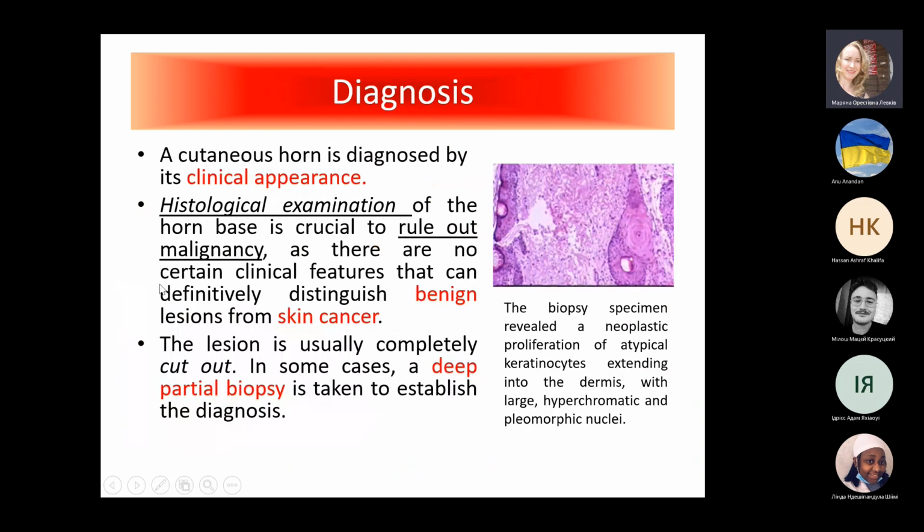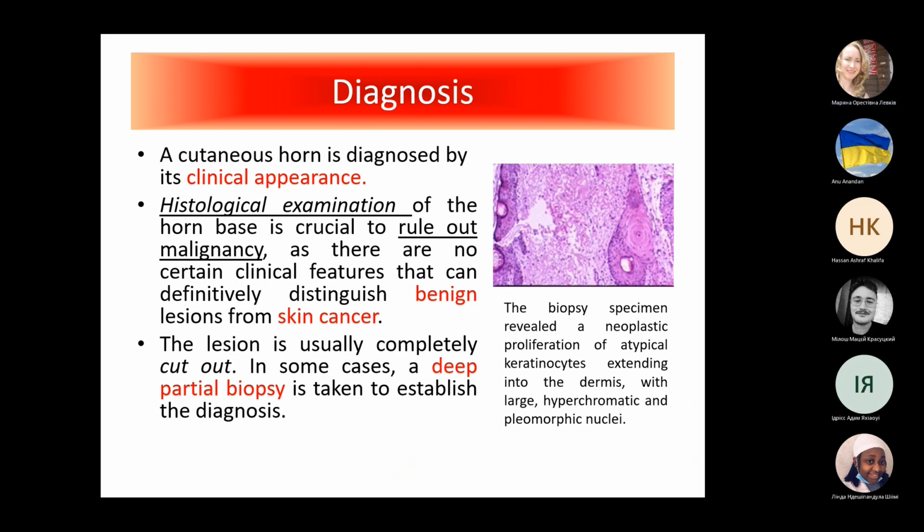Diagnosis of cutaneous horn is done by its clinical appearance. Histological examination of the horn base is crucial to rule out malignancy, as there are no certain clinical features that can definitely distinguish benign lesions from skin cancer. The lesion is usually completely cut out. In some cases, a deep partial biopsy is taken to establish the diagnosis.